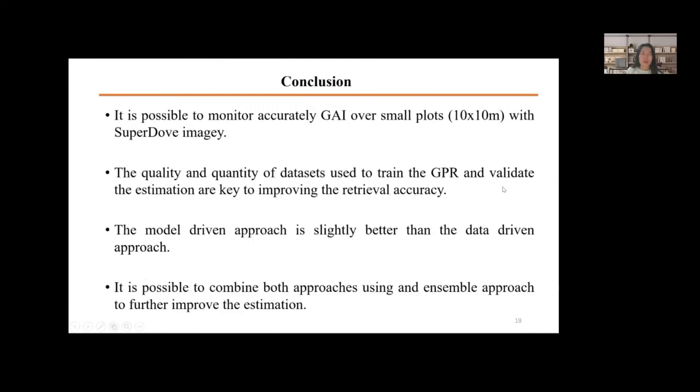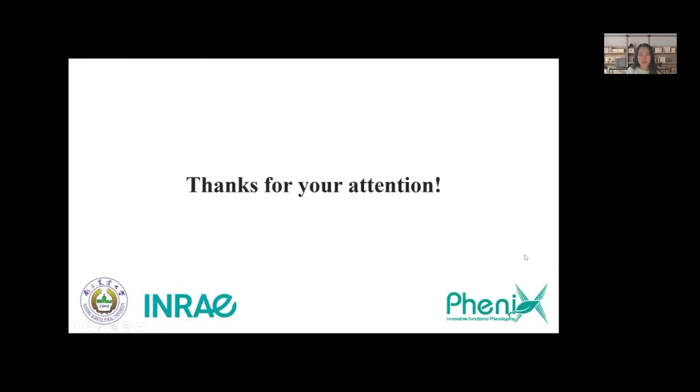In conclusion, we can see the SuperDove images can monitor GI accurately over small plots, and the quality and quantity of datasets is key to improving retrieval accuracy. The model-driven approach is slightly better than the data-driven approach from the results. So maybe we can combine these two approaches using an ensemble approach to further improve the estimation. And that's all of my presentation.